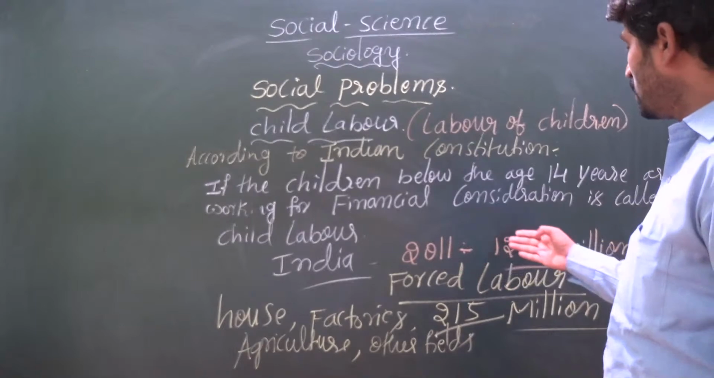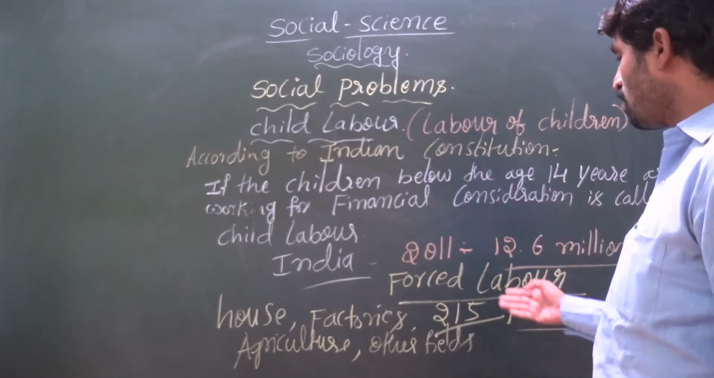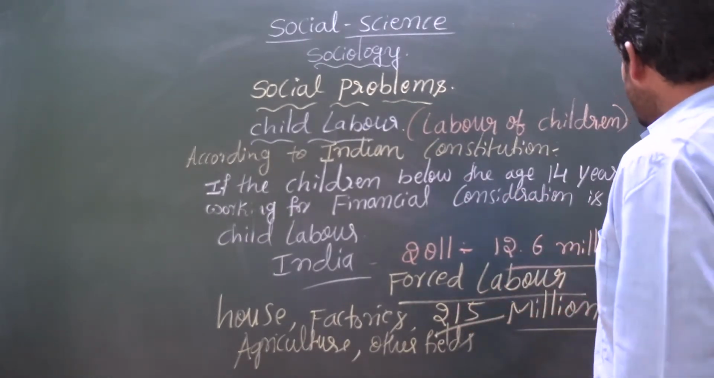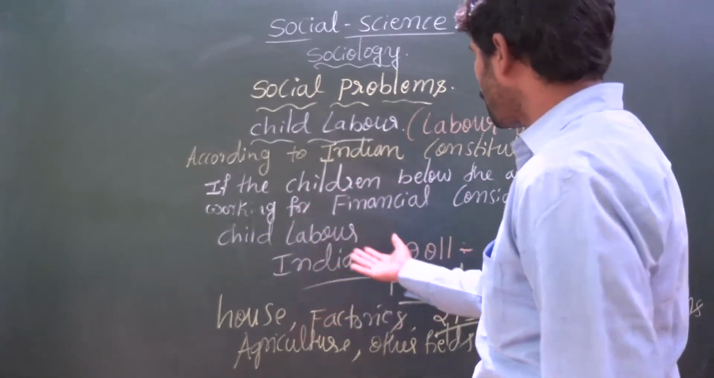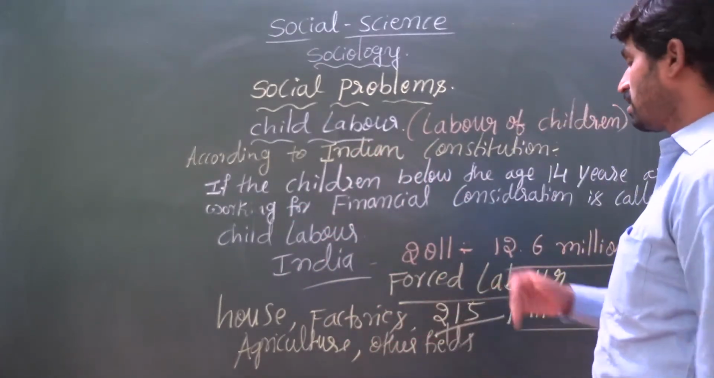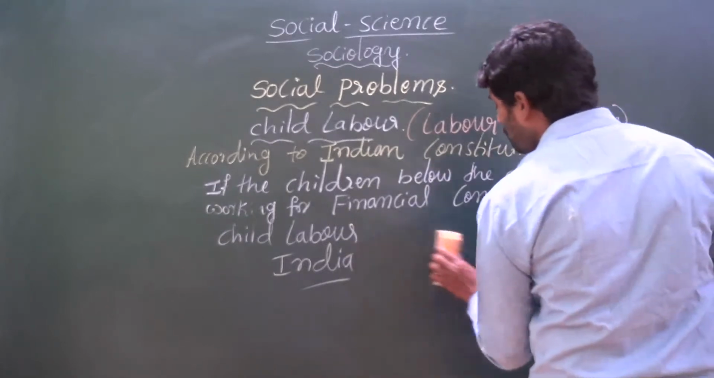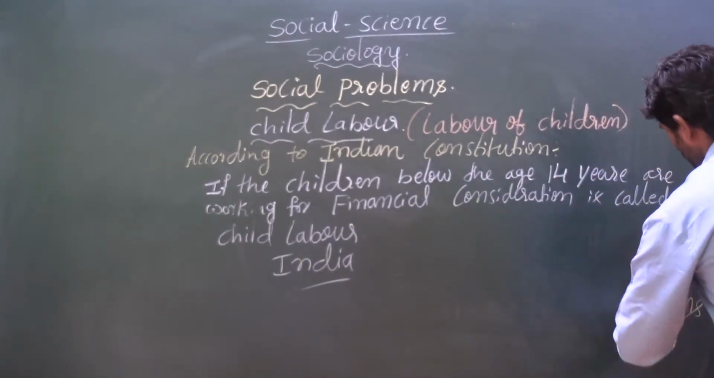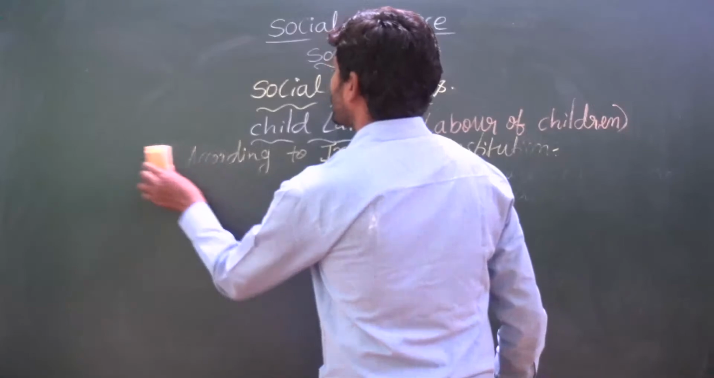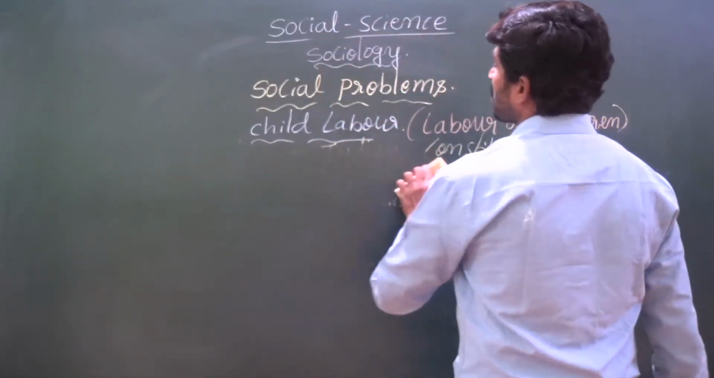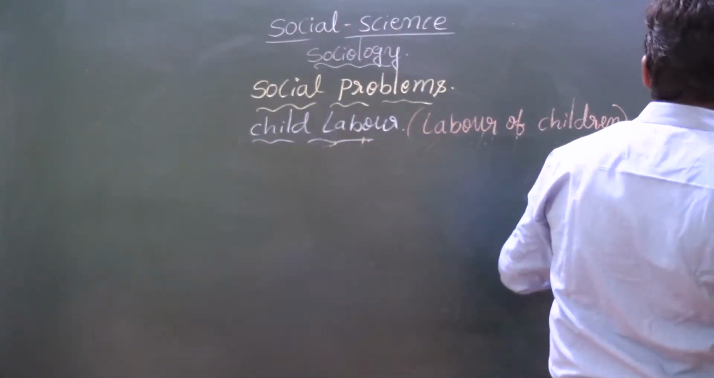According to the census report, in India there are 12.6 million children under forced labor. In the world, there are around 215 million children considered forced labor, working in houses, factories, agriculture and other fields. Next we are going to see how forced labor impacts children, physically and mentally.